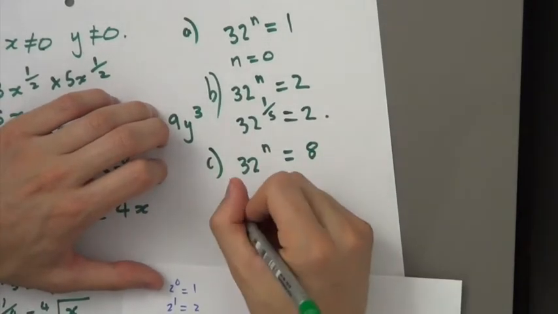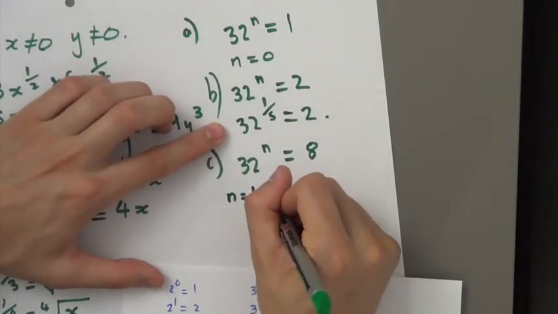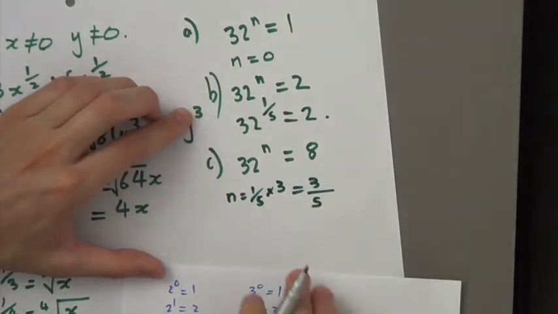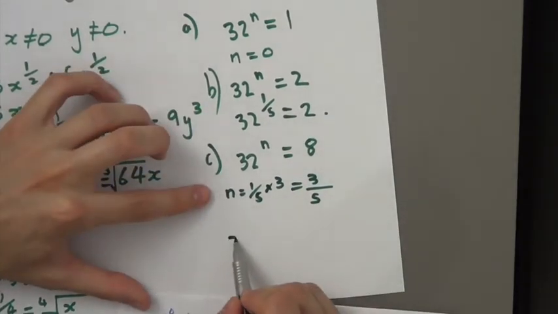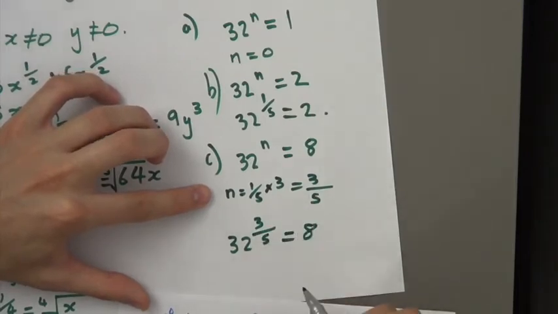So basically I'm going to do n, which is 1/5 from the previous example, times 3, which will give me 3/5. Now if I substitute 32 to the power of 3/5, it will give me 8.